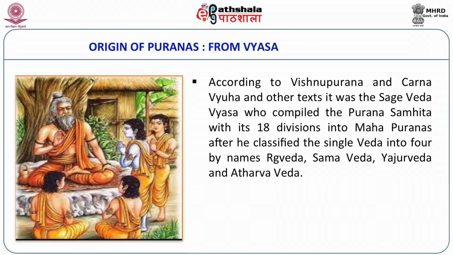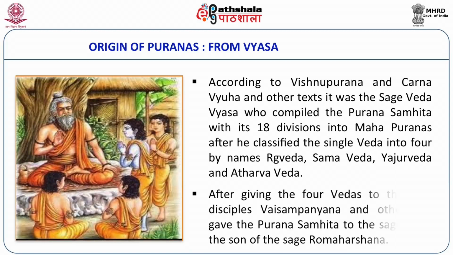According to Vishnu Purana and Charana Vyuha, sage Vedavyasa was the compiler of Purana Samhita. Purana was in a single text form when it was compiled by Vedavyasa, and then it has 18 divisions into Mahapuranas when Vyasa handed over the text to his disciple Suta.